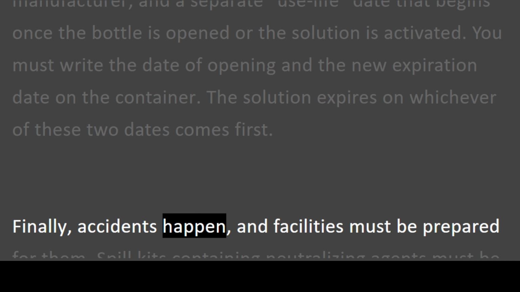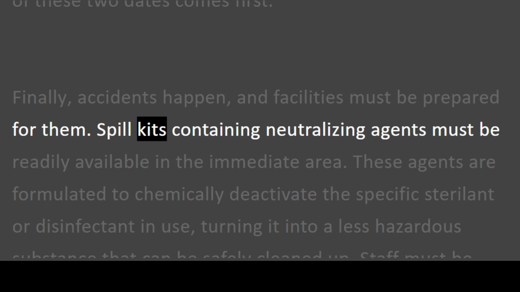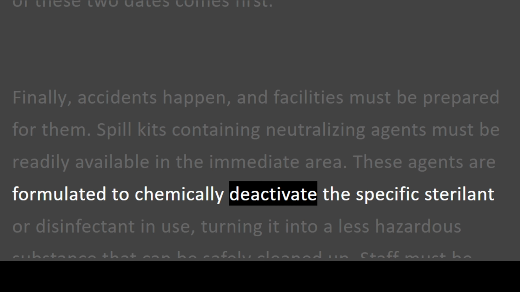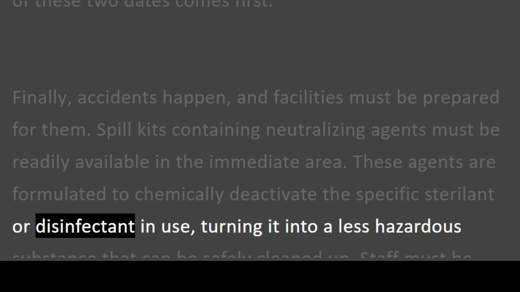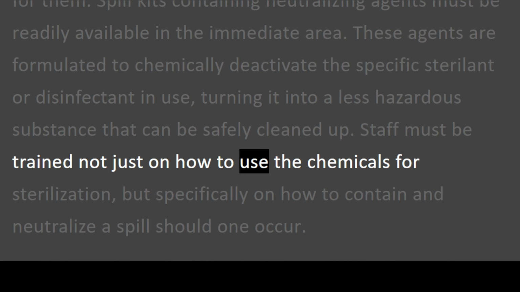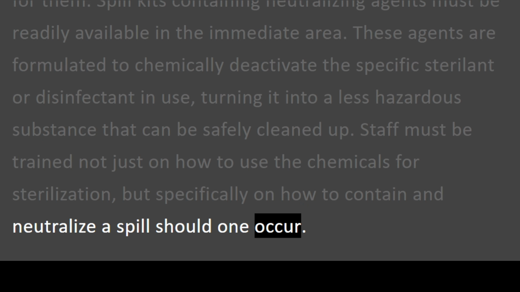Finally, accidents happen, and facilities must be prepared for them. Spill kits containing neutralizing agents must be readily available in the immediate area. These agents are formulated to chemically deactivate the specific sterilant or disinfectant in use, turning it into a less hazardous substance that can be safely cleaned up. Staff must be trained not just on how to use the chemicals for sterilization, but specifically on how to contain and neutralize a spill should one occur.